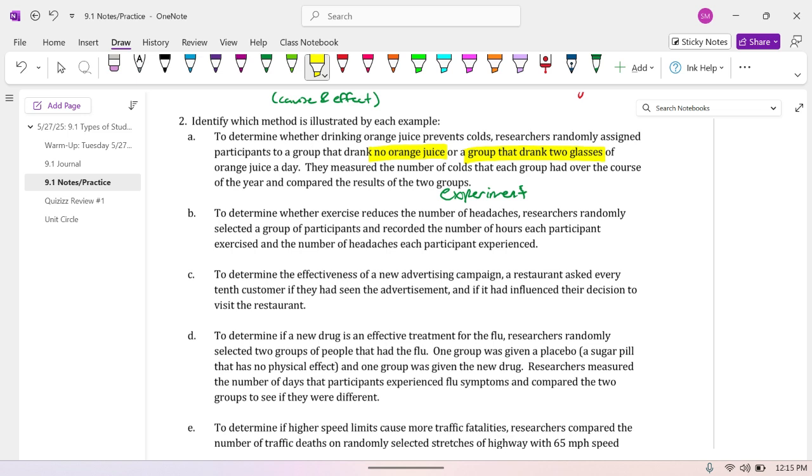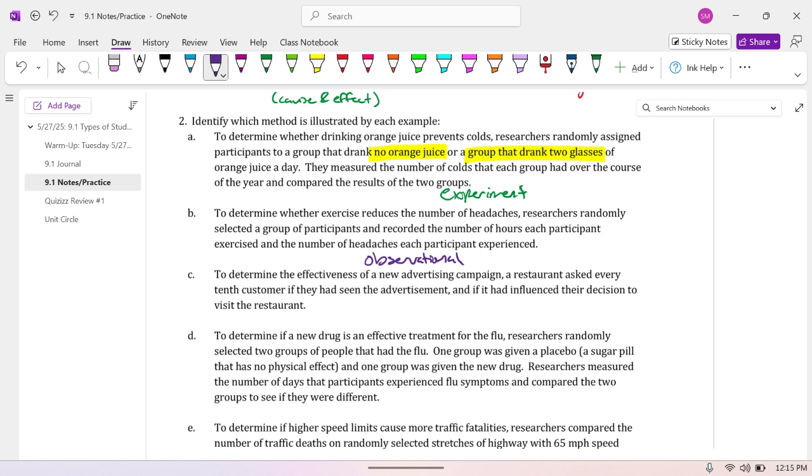All right, letter B, to determine whether exercise reduces the number of headaches, researchers randomly selected a group of participants and recorded the number of hours each participant exercised and the number of headaches each participant experienced. What type of study? Observational. So there's not a control group, so it can't be an experiment, and it's not like they're physically asking them something. It's more so they're observing.